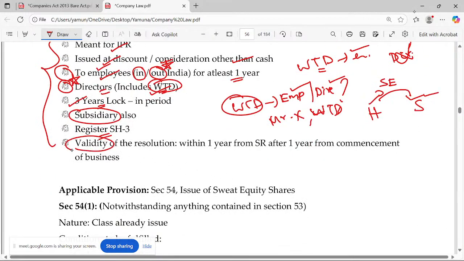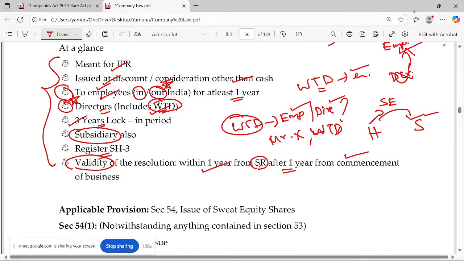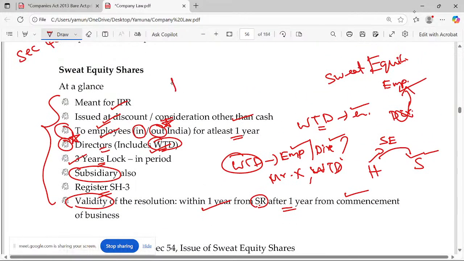And the resolution has to be passed, where this resolution will be valid for 1 year from the date of passing of the special resolution. When you go to the financials, it will clearly mention what type of shares you have issued and to whom. And before issuing these shares, a policy will be defined for whom this is being covered, and for what it is being issued.